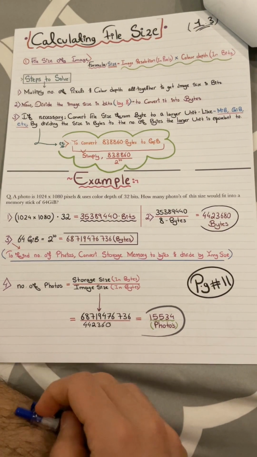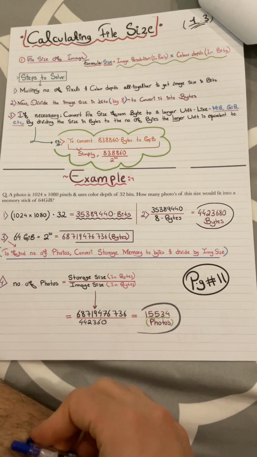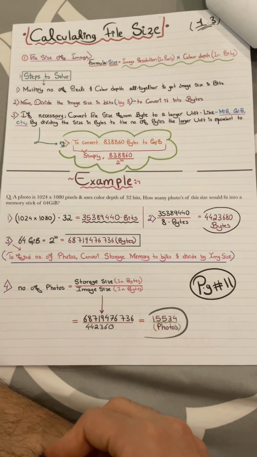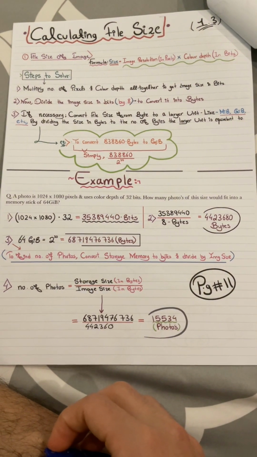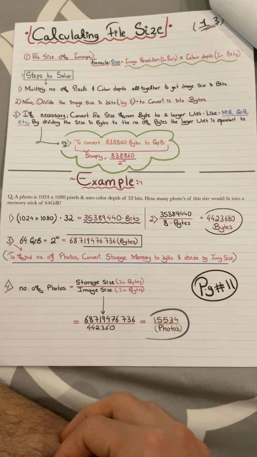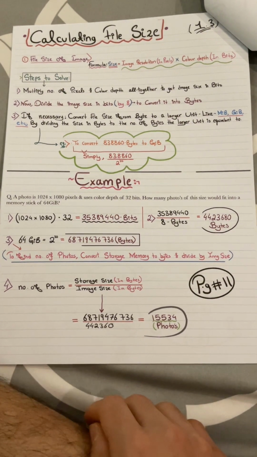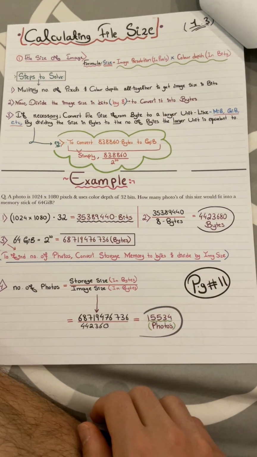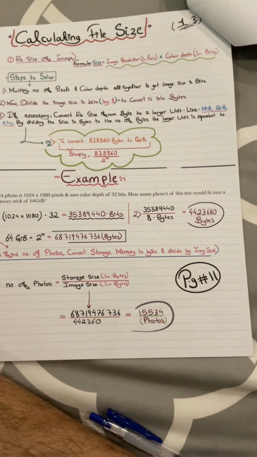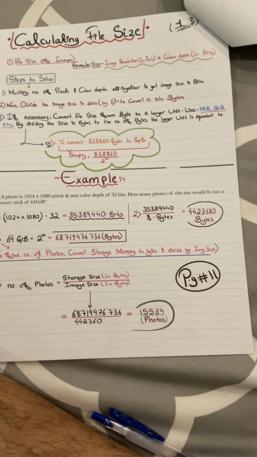Now let's have a look at some examples of how to calculate file size. The formula for file size is image resolution in pixels times color depth in bits. Steps to solve: multiply the number of pixels by the color depth to get the image size. Now divide by 8 to get it in bytes, and if necessary, multiply or divide by any other value to achieve a different unit.